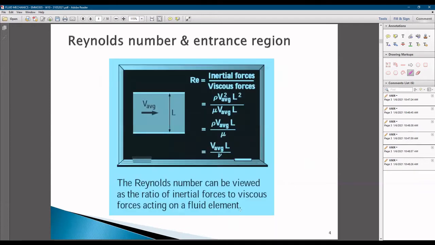Okay, moving on. As I mentioned just now, the Reynolds number is equal to the ratio between the inertial forces to the viscous forces. And if you do the math, you can rearrange that equation into this.